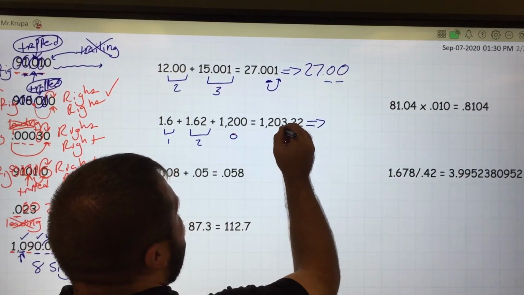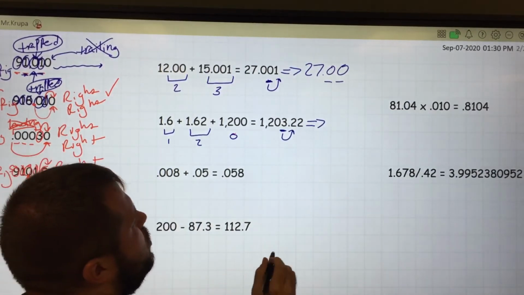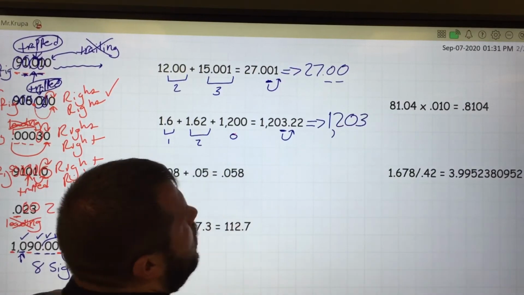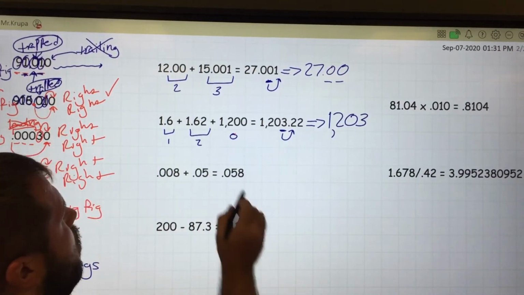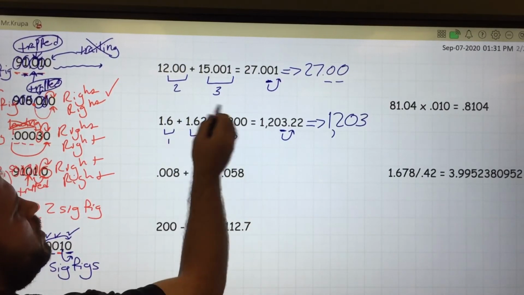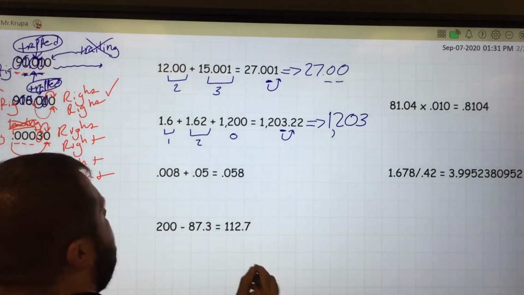So we're rounding right here at this 3. We look after it, right after that decimal, to 2. So it does not do anything. So 1,203 is our final answer. We want the least number of decimal places that are in the problem. That's all that we can have in the answer.